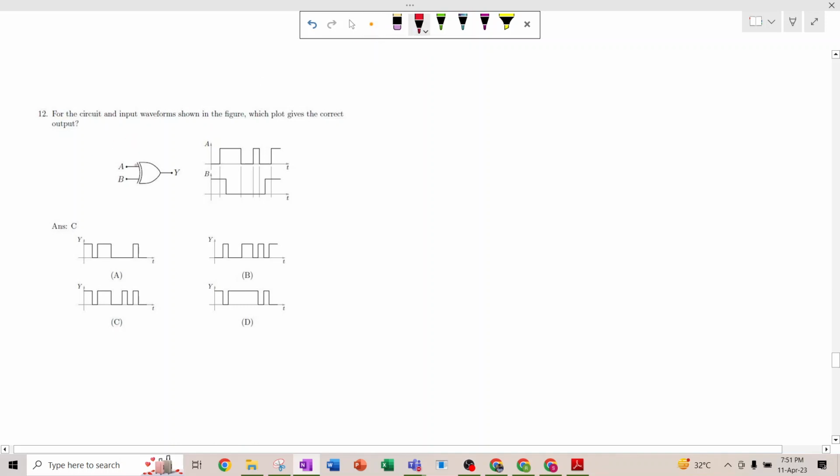So this is basically the timing diagram using which we can solve this problem. So here we have: for the circuit of input waveform shown in the figure, which plot gives the correct output? So basically there are two inputs A, B, and this is a XOR gate and the output is Y. The output expression can be written as, we have already discussed, A XOR B. A XOR B means A bar B plus A B bar. So we have already discussed the truth table, right?